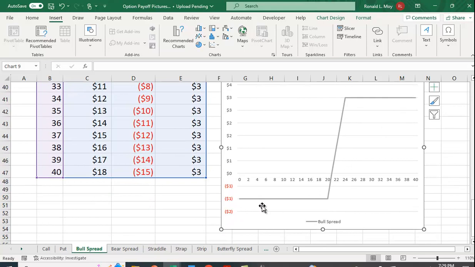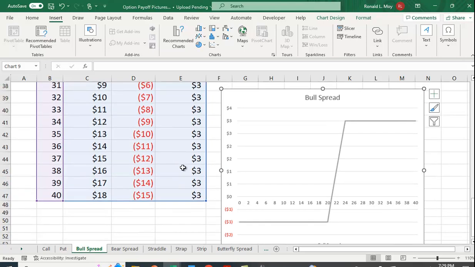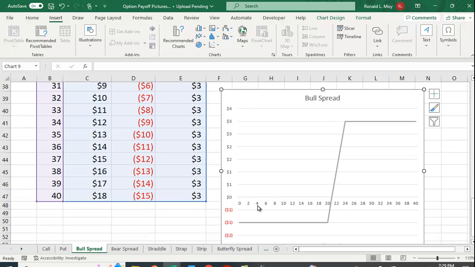So this is a great strategy when you think the price is going to go up, but you don't think it's going to go up from $20 a share to $30 a share. You think it might go up to 23, 24, 25. It's going to go up a couple of bucks. It's an inexpensive strategy. It lowers your break-even point. Instead of costing $2 a share, it only costs $1 a share. But it does cap your profits.